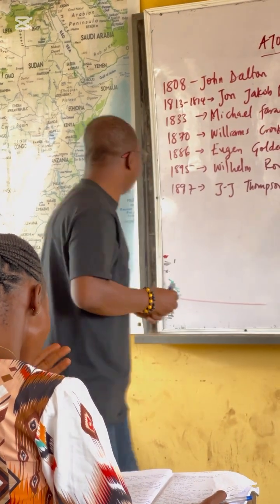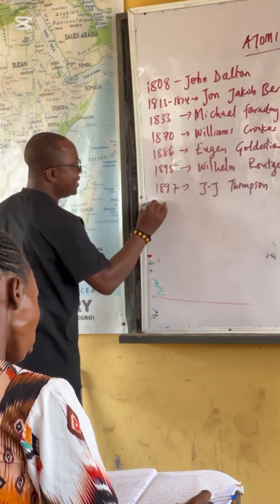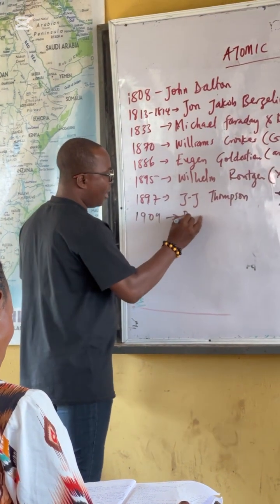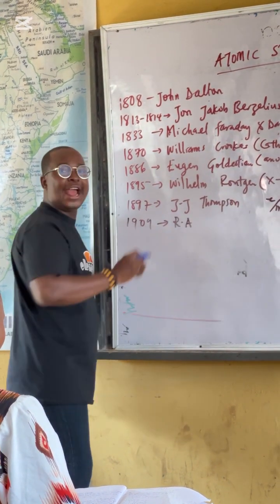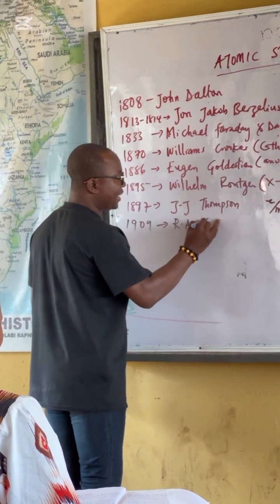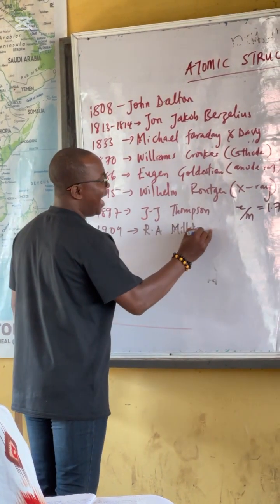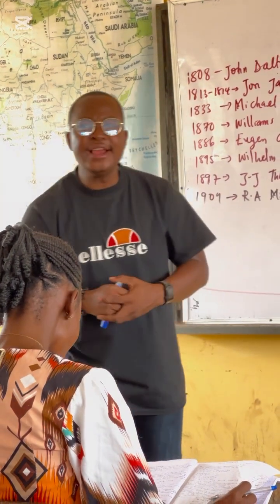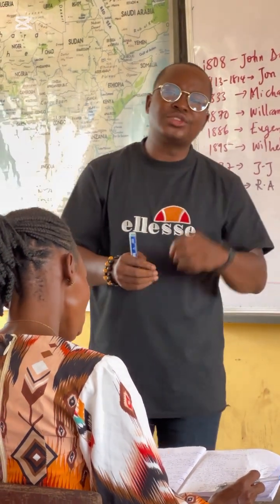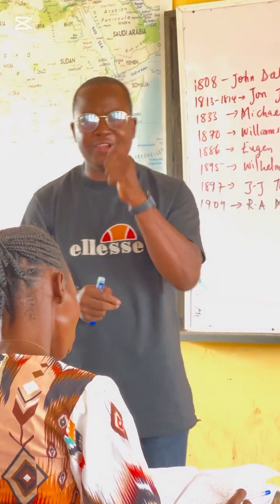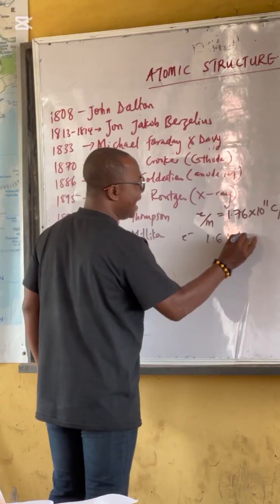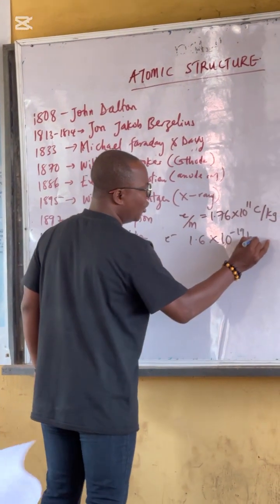However, in the year 1909, Robert A. Millikan performed the oil drop experiment. During his oil drop experiment, he was able to discover the charge of the electron. And the charge of the electron happens to be 1.6 times 10 raised to power minus 19 coulomb.